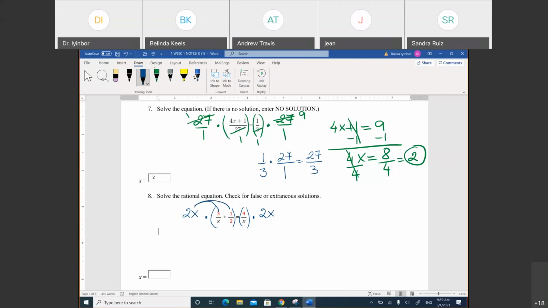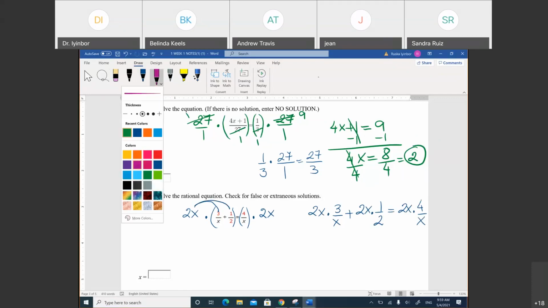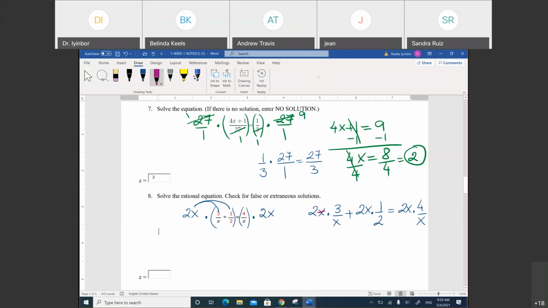So I'm going to rewrite it so you can see how everything goes. So I have 2x times 3 over x plus 2x times 1/2 equals 2x times 4 over x. Okay? So what's happened here? What cancel? So we're going to cancel x's. In the first fraction, x and x cancel. The second fraction, the 2 cancel, right? And then the x's in the last fraction, okay?